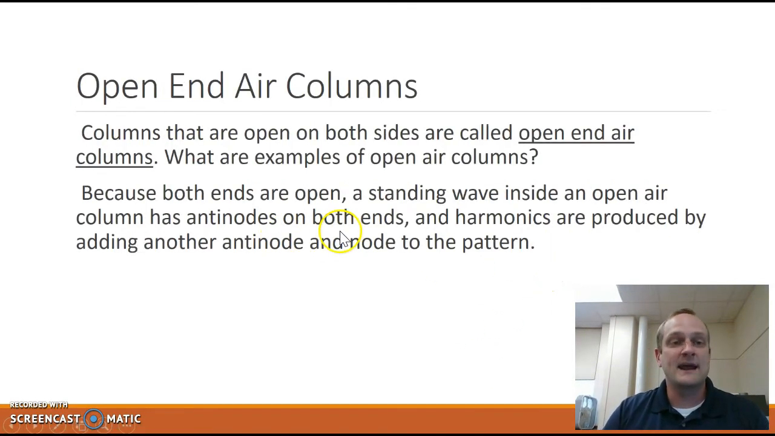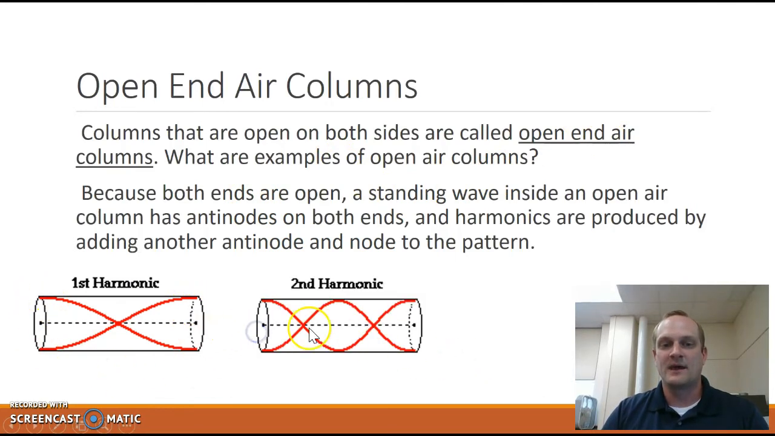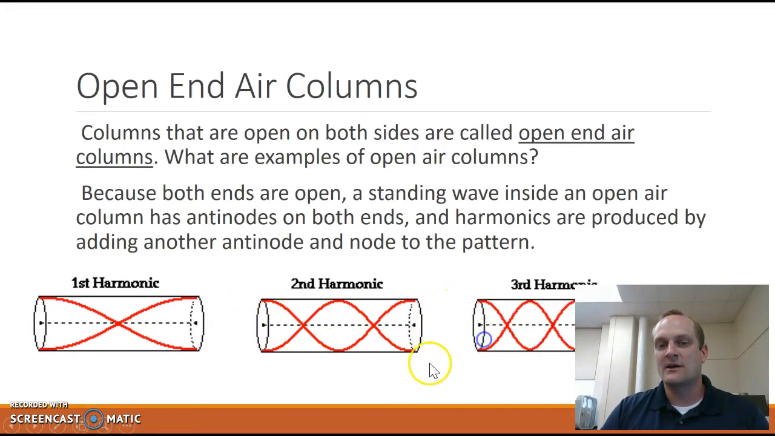Okay, we can have standing waves in open-end air columns. So columns that are open on both ends might look like this. On the open end, I need an antinode, right? Antinode on the open end. Now I can add another antinode to it, right? I can add another node, another antinode. So now still, as long as I have the antinodes at the end, this would be the 2nd harmonic, and then the 3rd harmonic, and so on.